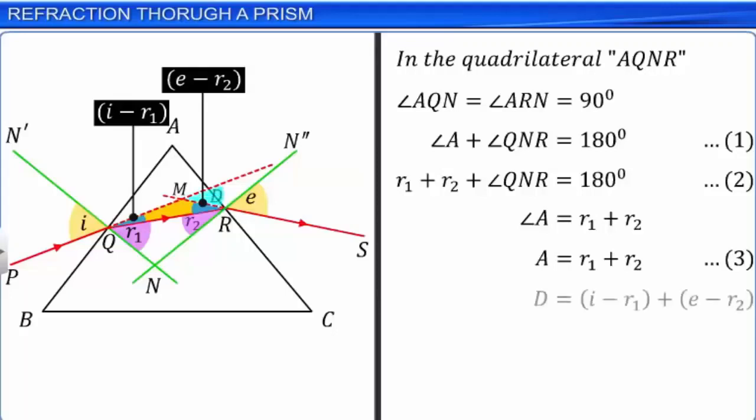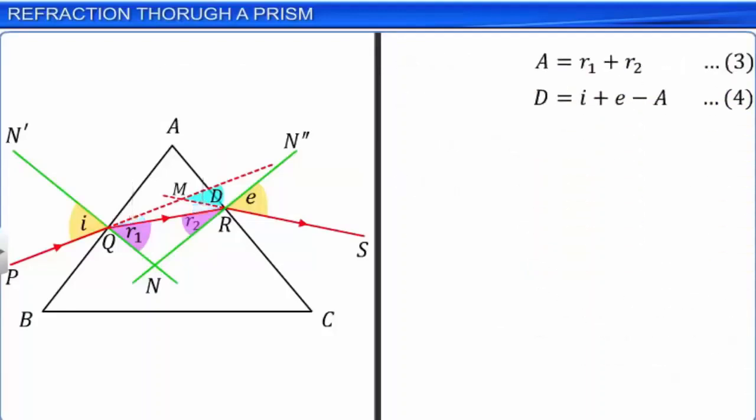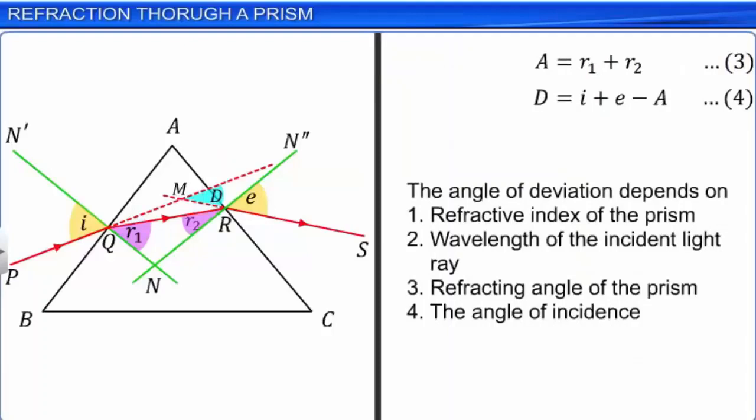Since the angle of refraction depends on the wavelength and refractive index of the prism, we can say that the angle of deviation D depends on the refractive index of the prism, wavelength of the incident light ray, refracting angle of the prism, and the angle of incidence. The angle of deviation increases with increase in the refractive index of the material of the prism. More the wavelength of the incident light ray, less is its deviation. Experimentally, it has been found that the angle of deviation decreases with increasing refracting angle.